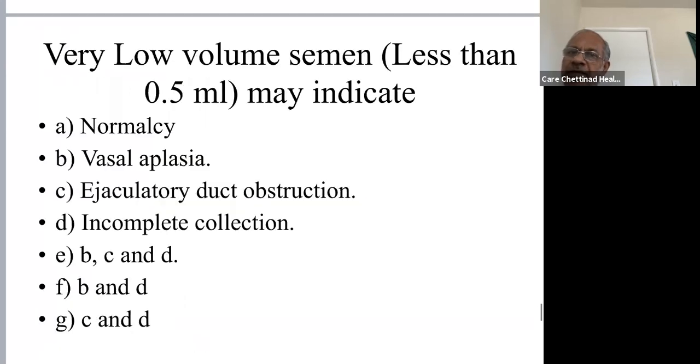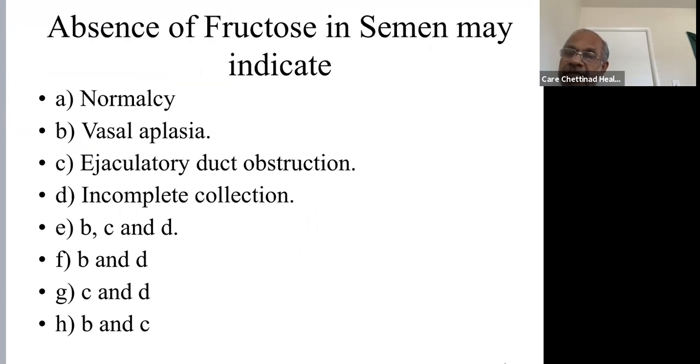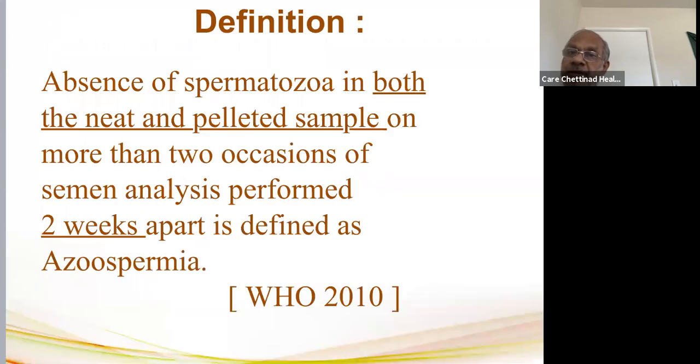And again, a low volume semen may indicate an incomplete collection. Very important, it can be an incomplete collection. Either it indicates vasal aplasia or ejaculatory duct obstruction. Absence of fructose in the semen sample, if it's a complete sample, may also indicate vasal aplasia or ejaculatory duct obstruction. By definition, azoospermia is absence of spermatozoa in the neat sample and a pelleted sample on more than 2 occasions of semen tests performed at least 2 weeks apart.